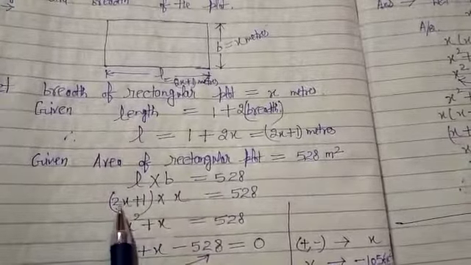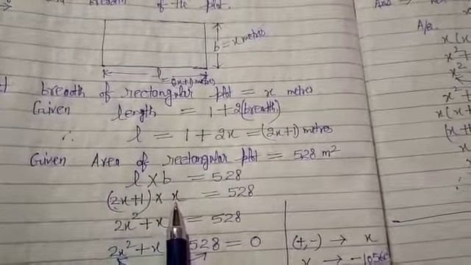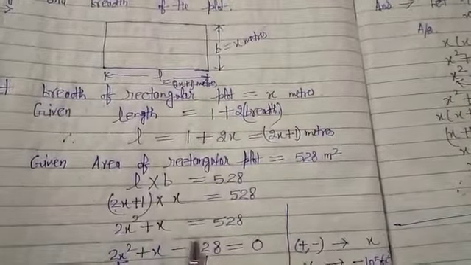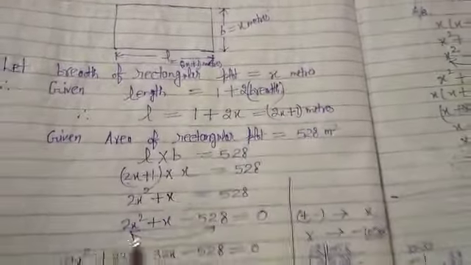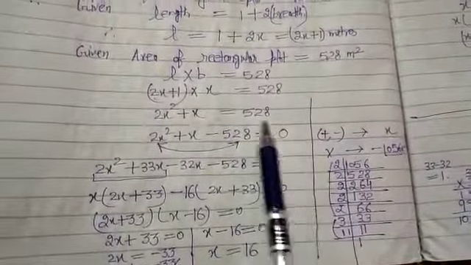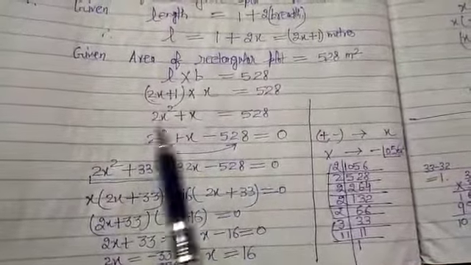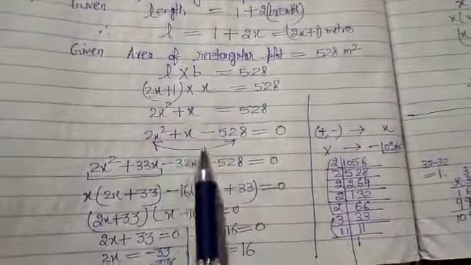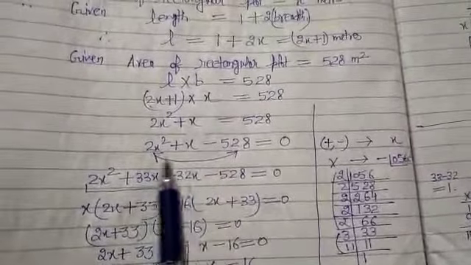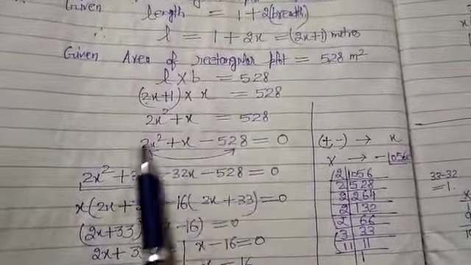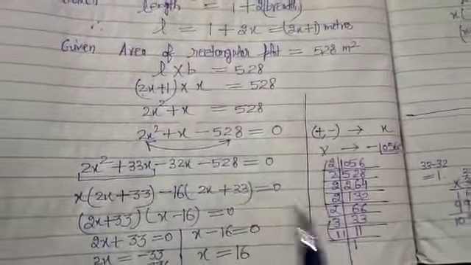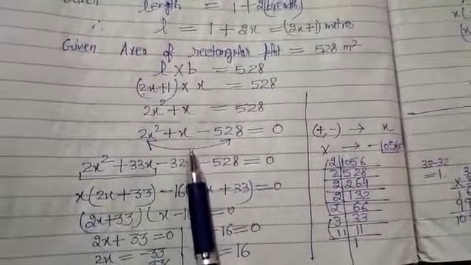Now when we multiply, 2x multiplied with x is 2x square, plus 1 into x is x, is equal to 528. So 2x square plus x minus 528 is equal to 0. This is the quadratic equation. As per the question, he is asking to represent the situation in the form of quadratic equation. So this is our answer. But we will solve this quadratic equation because he can ask the question to find the length and breadth of the plot. So we will solve this quadratic equation.